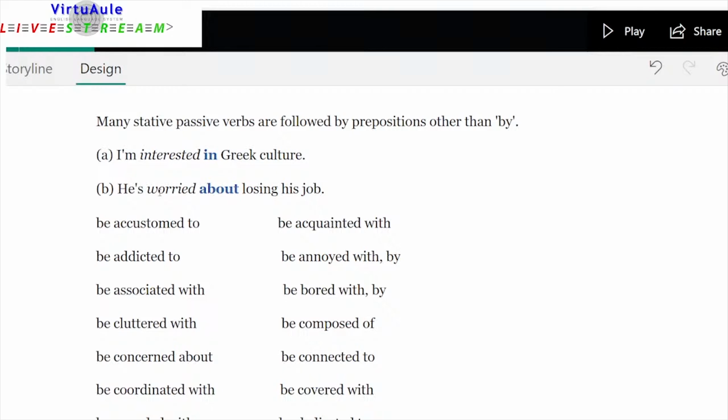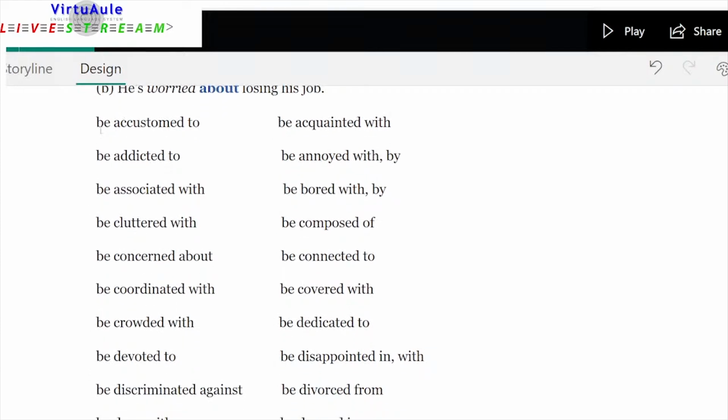He's worried by losing his job. No, he's worried in. He's worried from. You can't use any other word except about with worried. Okay? Let's look at some of these combinations.